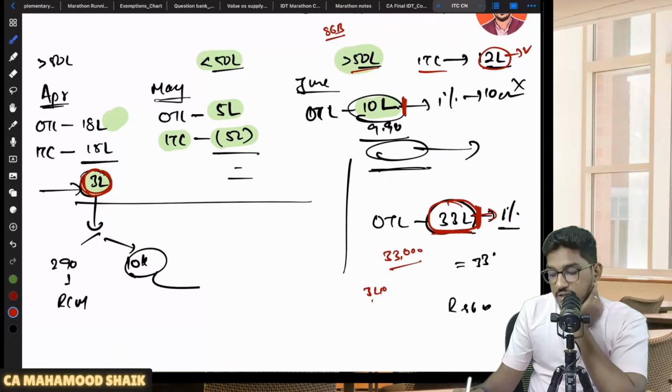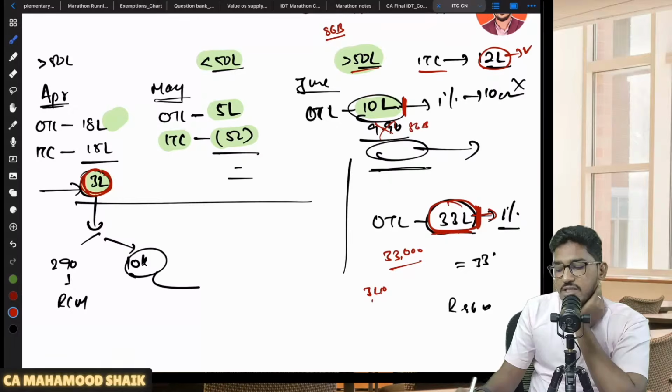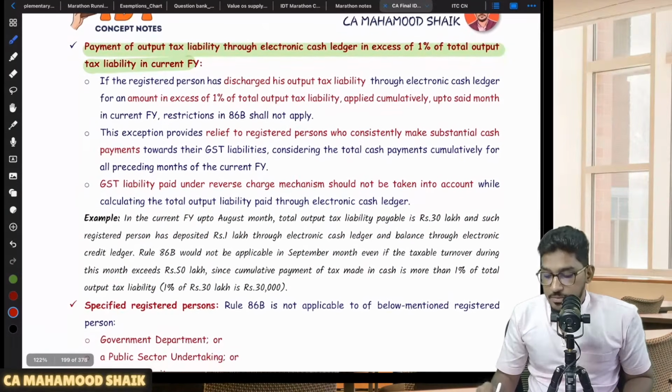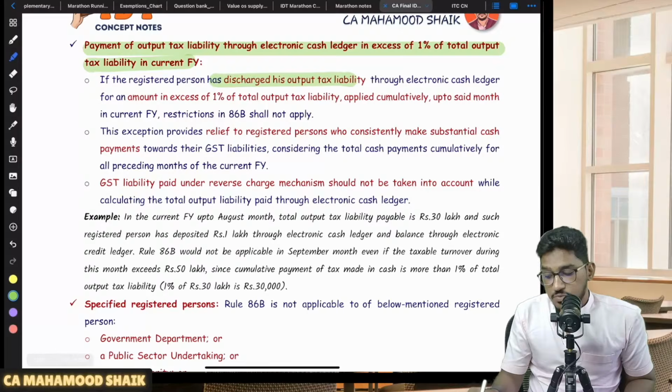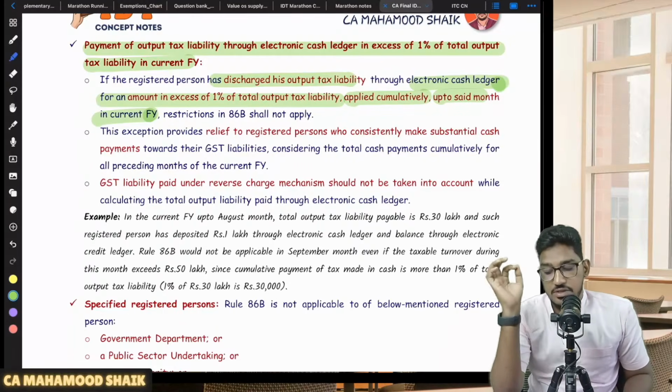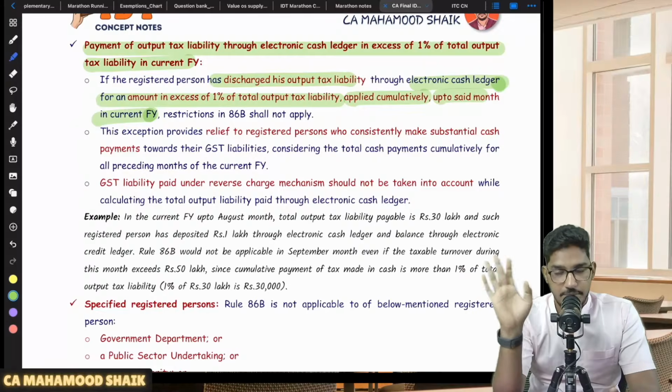Since you have already paid more than 1% of your output tax liability till date in cash, this month also will not come under Rule 86B. Utilize full ITC. Happily enjoy full ITC; the 10 lakh rupees you can fully use. Understood? That is the third relaxation they have provided. If a registered person has discharged his output tax liability through the electronic cash ledger for an amount in excess of 1% of total output tax liability applied cumulatively up to the said month in the current financial year, restrictions in Rule 86B should not apply.